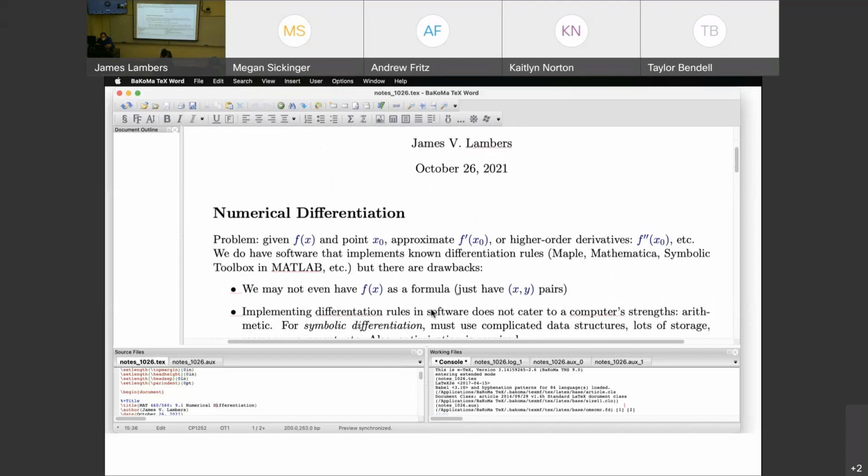So here's the problem that we're going to solve. You give us a function f of x, which you can evaluate at whatever point, or maybe just its values at selected points, and you have a point x naught that's given, and your goal is to approximate the derivative of f at x naught.